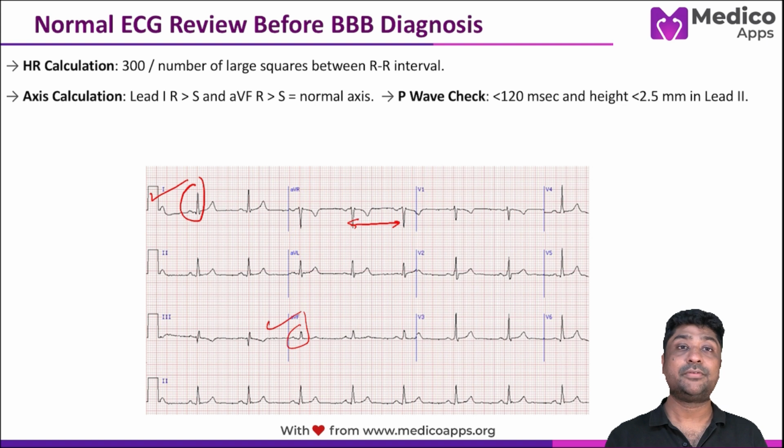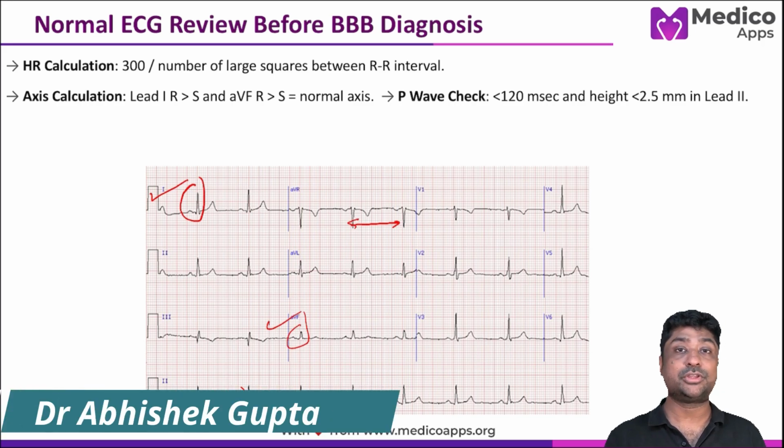Now check the P wave. It should be less than 120 milliseconds in duration, and the height should not exceed 2.5 millimeters in lead 2. This helps us rule out atrial enlargement, which can skew interpretation.